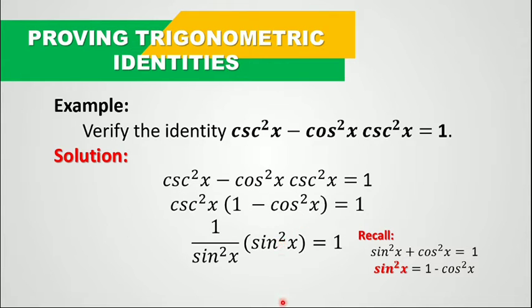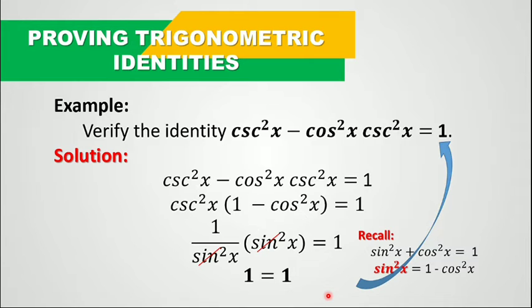So from here, we could cancel this sin squared x and this sin squared x. That simply means that this expression would be equal to 1. So 1 equals 1, and we have already verified this identity: cosecant squared x minus cos squared x times cosecant squared x equals 1. That is just how to use factoring and the Pythagorean identity to prove a trigonometric identity.